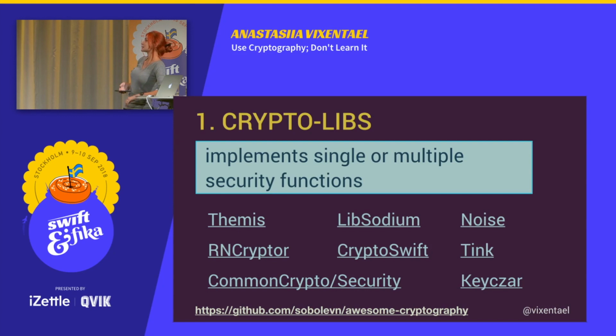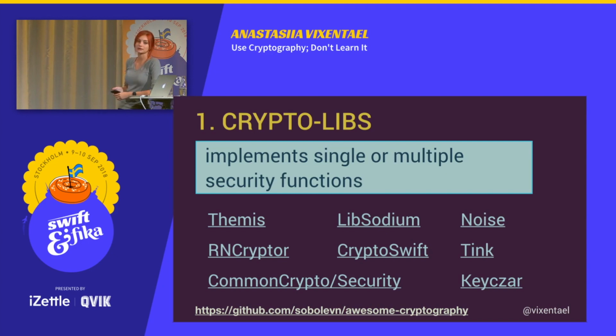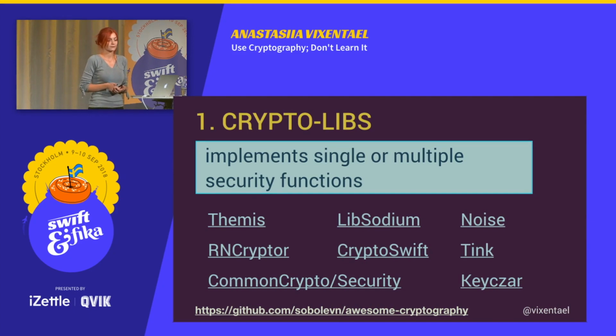So, Themis is a use case-oriented library for, well, all of them are for encrypting data, right? Themis makes it simple to store data securely and to transfer data securely. It also has an implementation of the zero-knowledge proof protocol. Libsodium is a famous port of the NaCl library, a small and easy source of crypto primitives. CryptoSwift and RNCryptor are probably familiar to you. Yes, Anastasiia, we know them. The Noise protocol is a framework for building encrypted communication. Tink and Themis are Google libraries. Well, of course, Common Crypto and Security Framework.